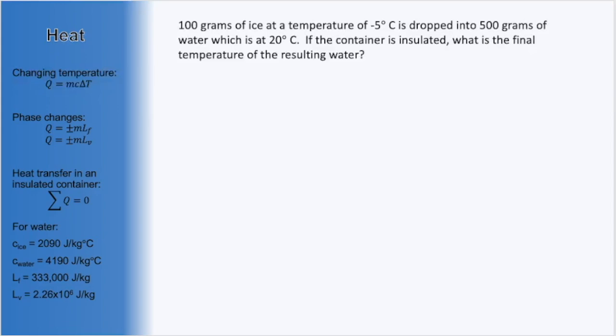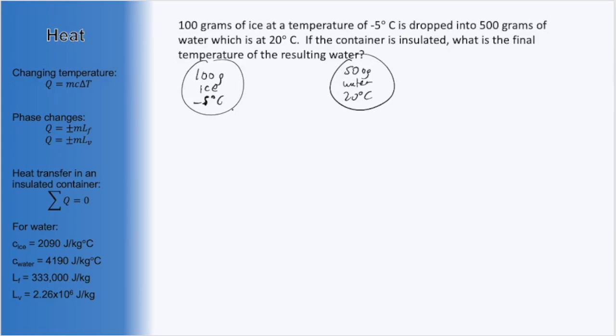Once again, I recommend the web diagram approach, but now we have two starting points to keep track of, which will eventually converge into the same final temperature. For my first substance, I have 100 grams of ice at negative 5 degrees Celsius. Meanwhile, for my second substance, I'll write it off to the right to keep it separate. I have 500 grams of water at 20 degrees Celsius. Thanks to some information from the problem, I know that eventually I'm going to get to just water at some final temperature.